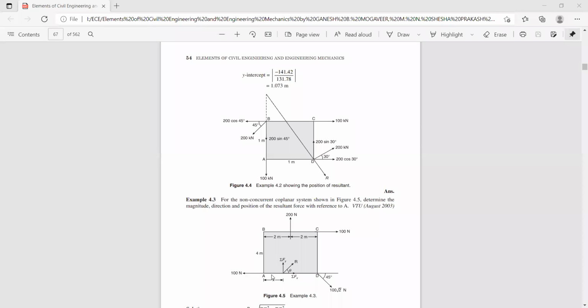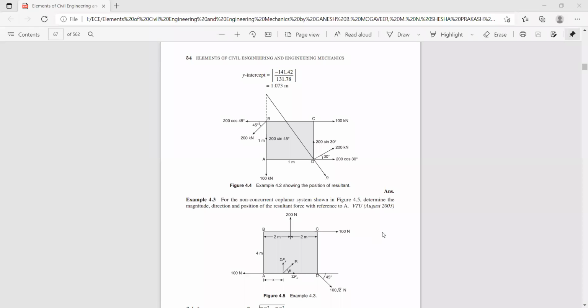So here it is a non-concurrent force system. We need to calculate the magnitude, direction, as well as position of the resultant of forces with reference to point A. First, select the reference axis about point A, so point A becomes the origin of the reference axis. Let us select the x-axis like this and the y-axis over point A.